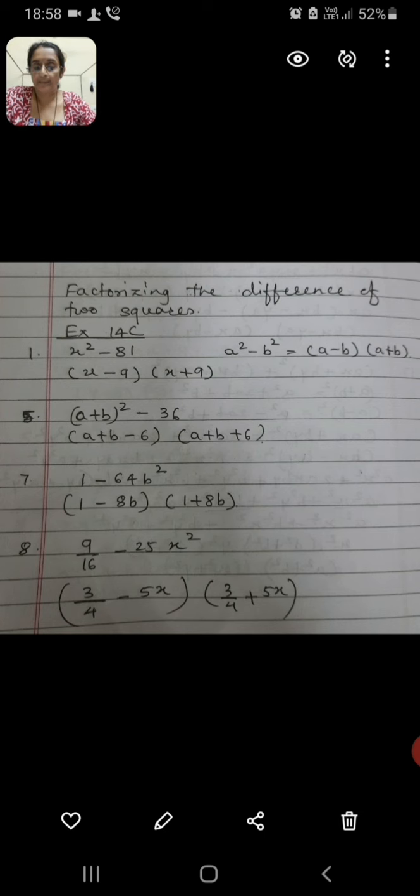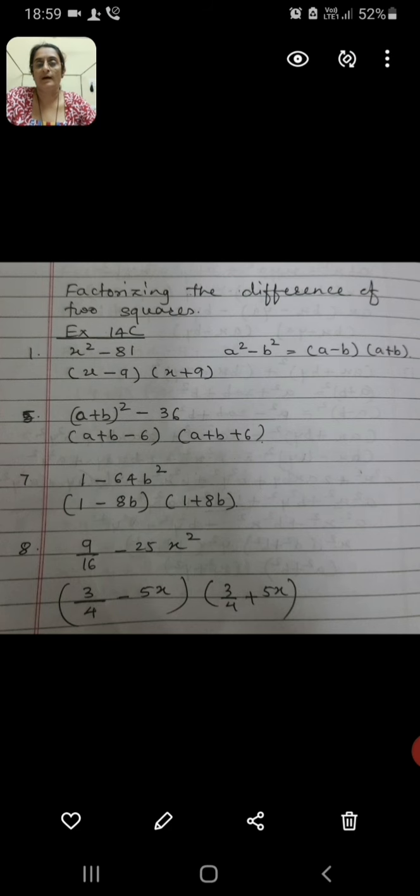Next, (a plus b) the whole bracket square minus 36. Here (a plus b) square we are going to take as A and 36 we are going to take as B. So root of the first term is a plus b, root of the second term is 6. So how are we going to do it? Once it is plus, once it is minus. So a plus b minus 6, a plus b plus 6.